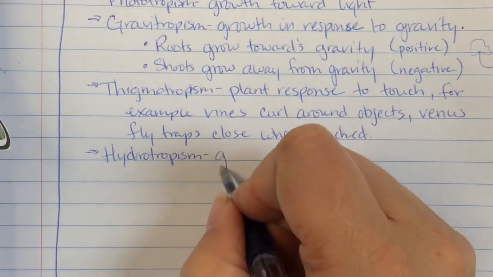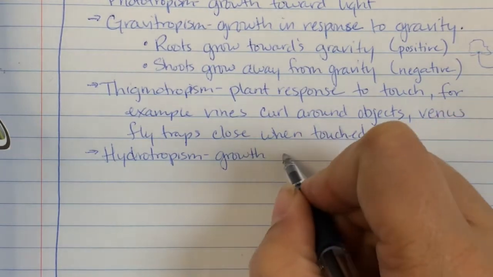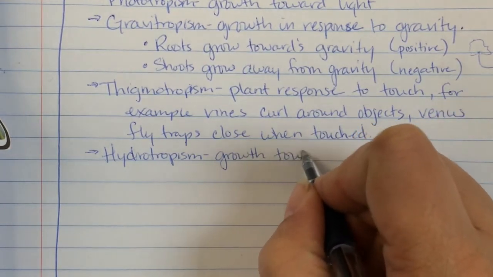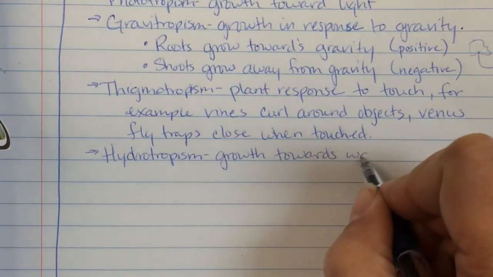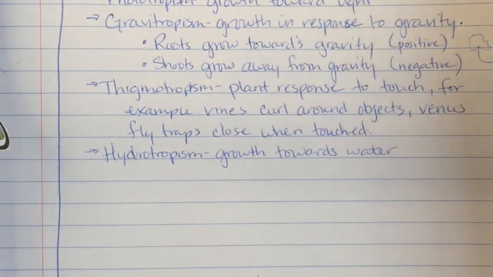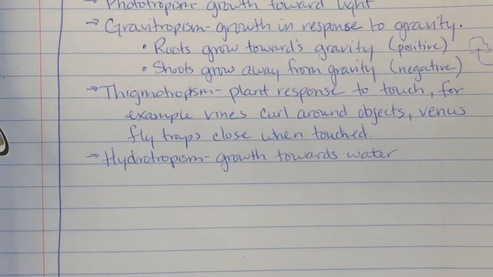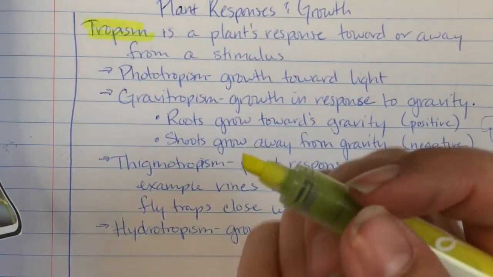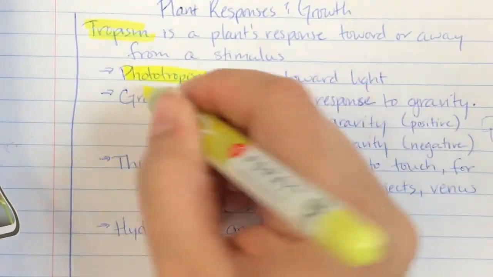And that's growth towards water. And so when a plant senses that there's water in the area, you tend to see the roots growing in that direction. So our tropisms are all super important, so go ahead and highlight them.